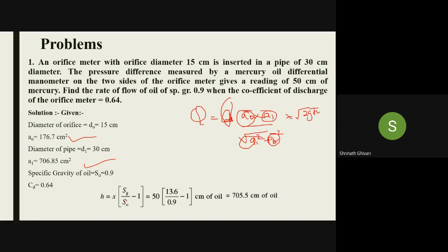He has given the specific gravity of the oil. So H equal to x, the differential manometer reading, that is 50 centimeter, into the specific gravity of mercury 13.6 divided by oil 0.9, minus 1. We are getting 705.5 centimeter of oil. Now substitute all the values and find the answer for this.